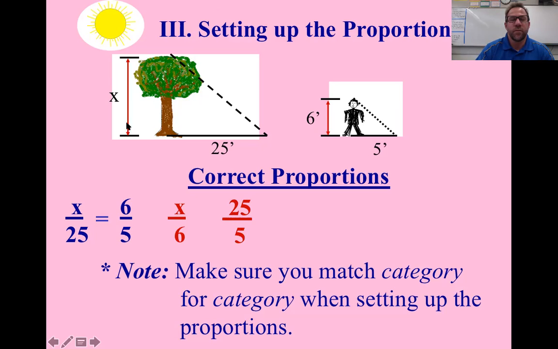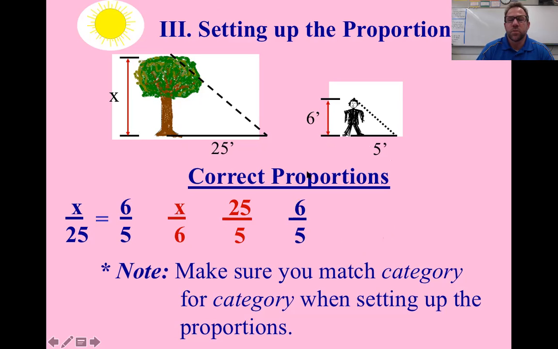Okay, so if I'm doing the tree, that's X, compared to the height of the man, that's my 6. So if I went tree to man, then I want to go the shadow of the tree to the shadow of the man, okay? All right, and I don't know why I don't have an equal sign there. I should have an equal sign. It'll probably pop up in a moment.